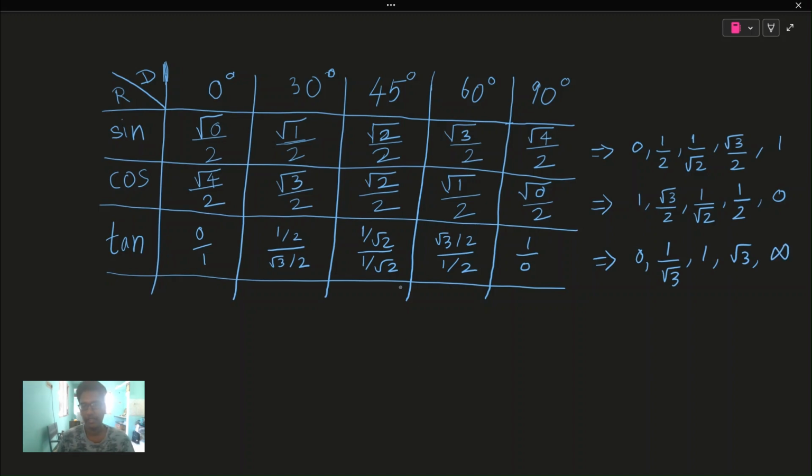So these are the standard values of sine, cos and tan with respect to the degree: 0 degree, 30 degree, 45, 60 and 90. These are the standard values derived.